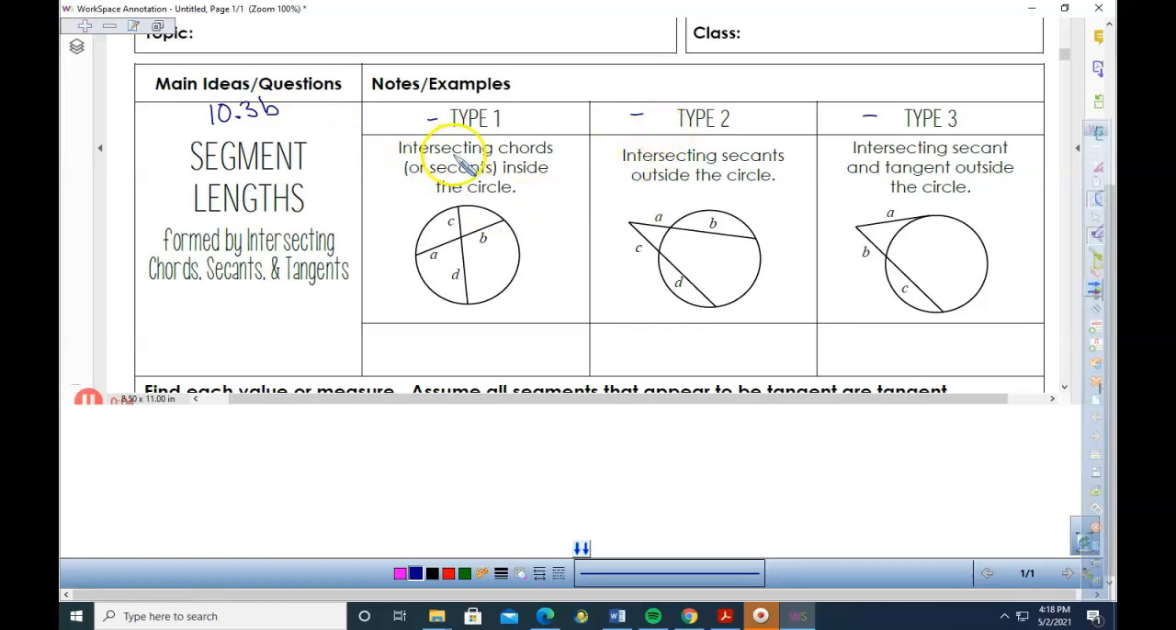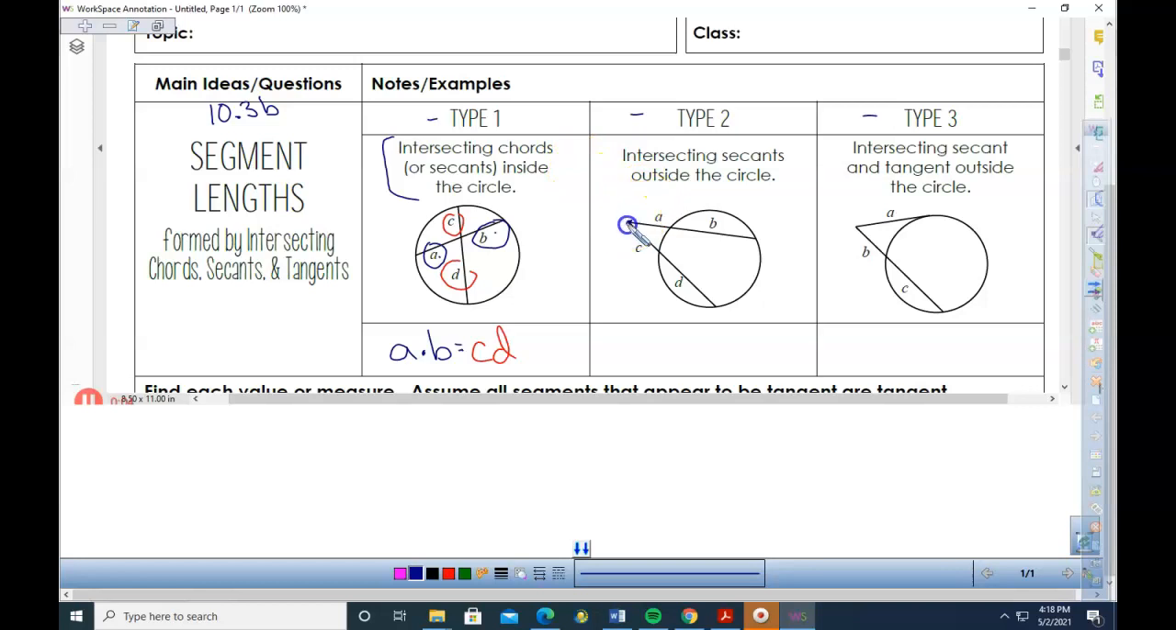So this first example is, what do I do if I have two intersecting lines in a circle? Is there any relationship between them? Yes there is. If that's length A, that's length B, and that's C, and that's D, then A times B equals C times D. So you multiply right across. That's all there is to it.